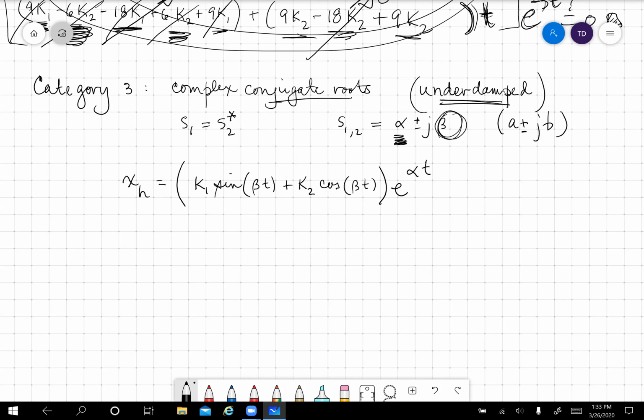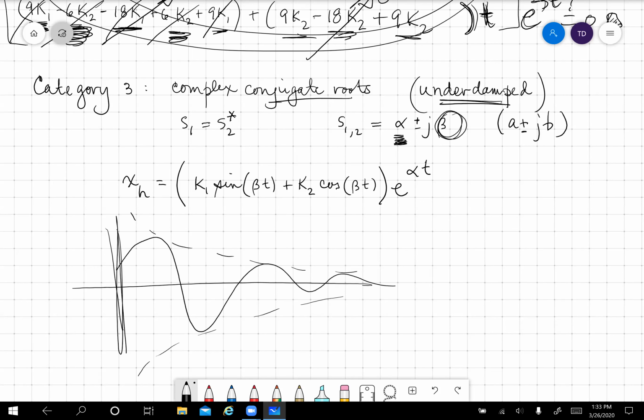So the question is, what does all of this look like? If we were to try to sketch this, it's going to look something like the following. That's what it's going to look like. It's a sinusoidal signal that's decaying away. The decay rate is determined by that value of alpha. The sinusoidal frequency here is determined by this value of beta. So that's what this form looks like, this underdamped case. It looks like that.